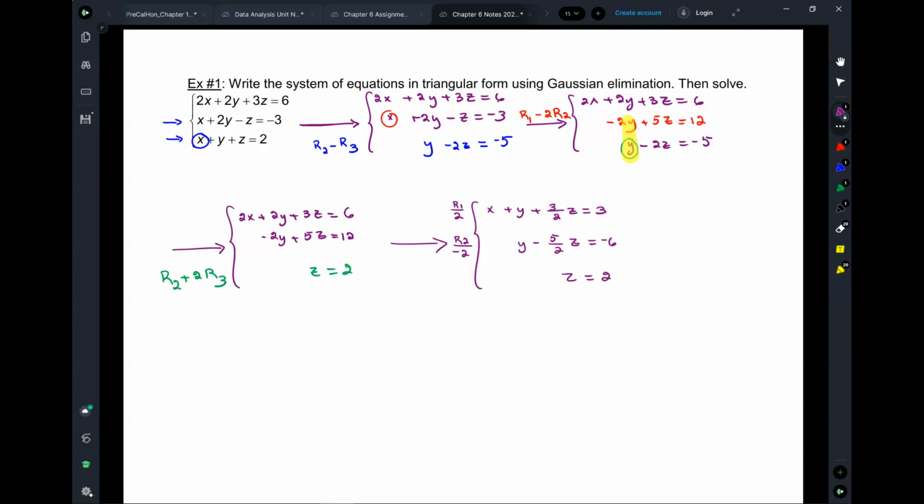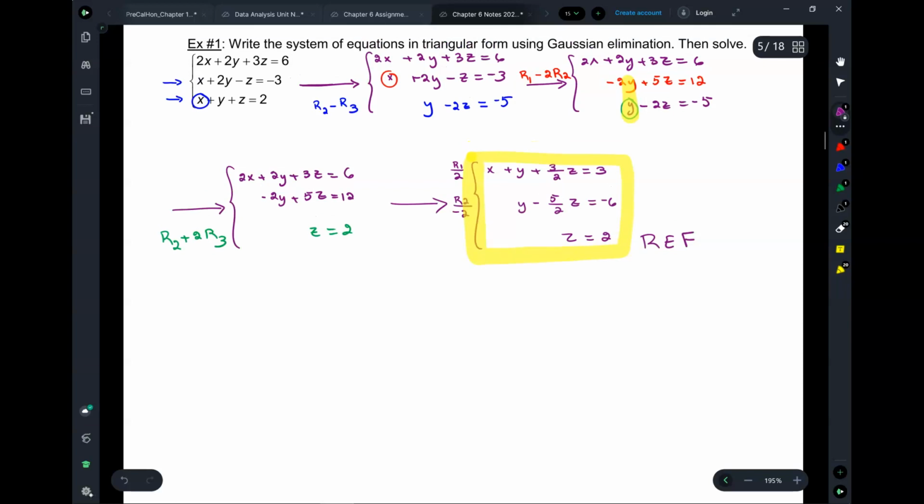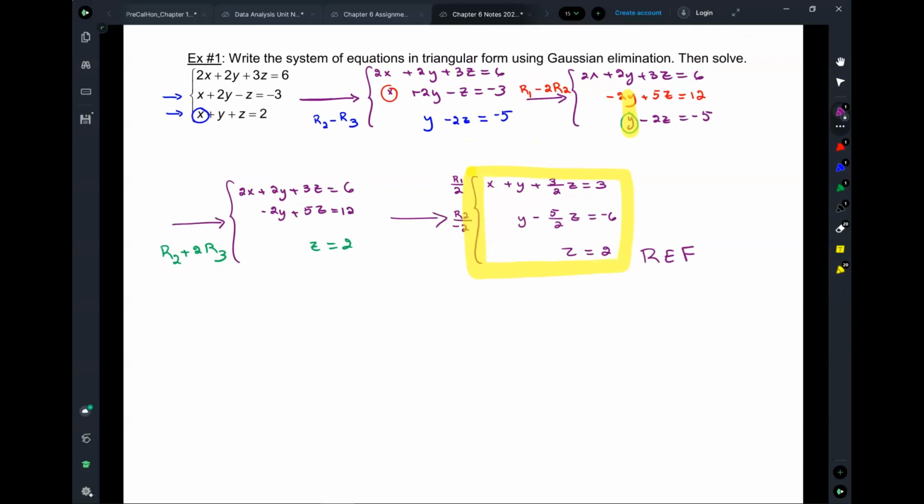Now this is in row echelon form. Yay! We abbreviate it REF, row echelon form. Usually on the test, I'll put a square or a rectangle in which you have to write your matrix. The leading coefficient for x, y, z needs to be a 1 for a row echelon form.